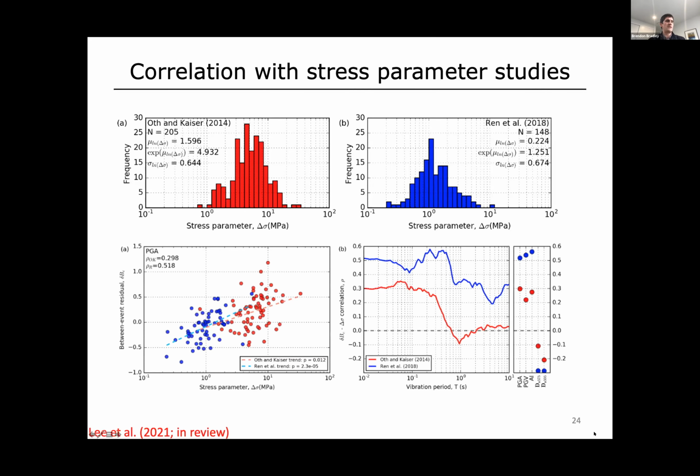It's positive, but as you can see on the bottom right panel, it's really on the order of sort of 0.3 to 0.5 correlation units at short periods where we expect it to be significant. And so that indicates that, if we want to have forward predictive models that account for regionally varying stress parameter, they're going to help our prediction, but it's certainly not close to a one-to-one correlation.